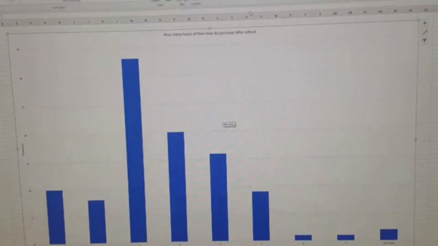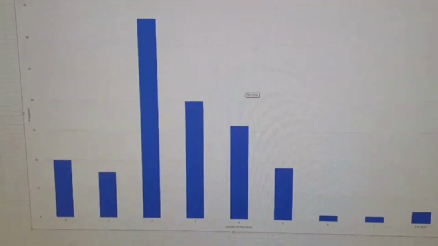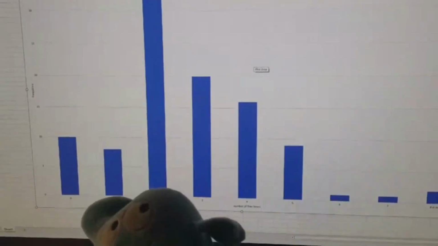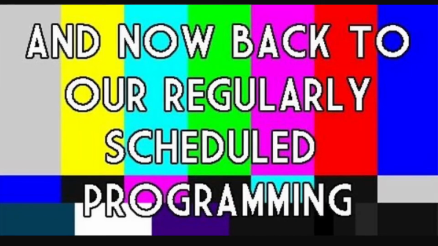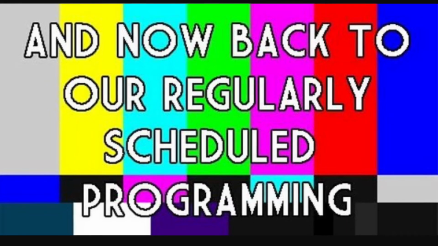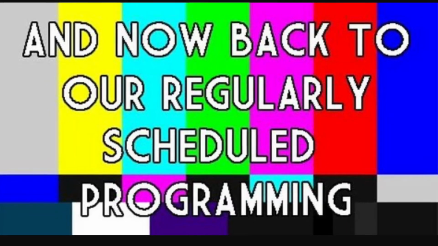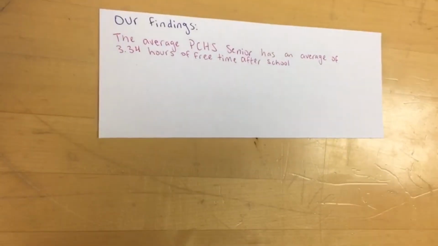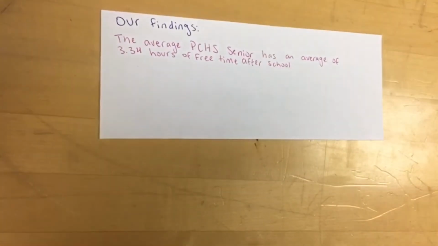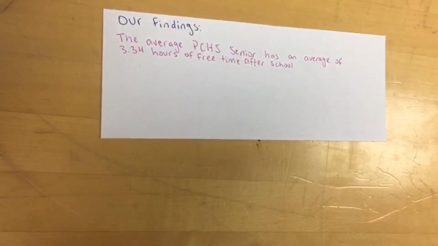As you can tell, this is a bar graph, and looking at this you can tell that 2 is the mode of the graph. In conclusion, we found that the average PCHS senior has about 3.34 hours of free time after school.